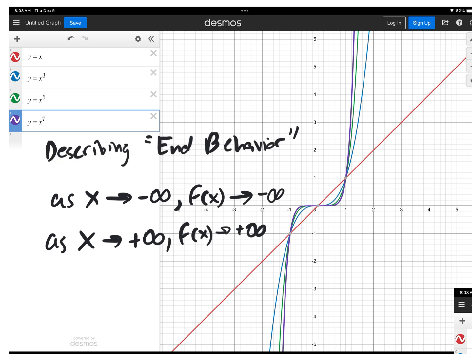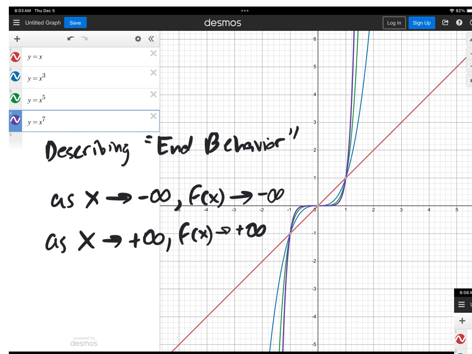Now, I'll be honest with you. If you put anything else on this x to the third, like if you were to put y equals x to the third plus 2x squared minus 1x plus 17, some other crazier things might happen in the middle, but the end behavior will always be the same. It'll always end up down here and up there. Does that make sense?